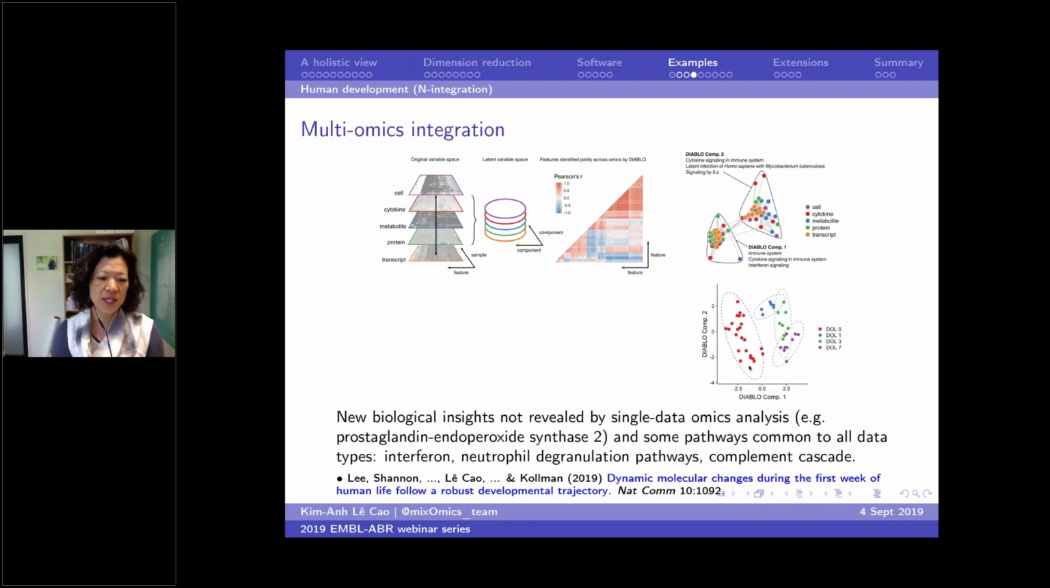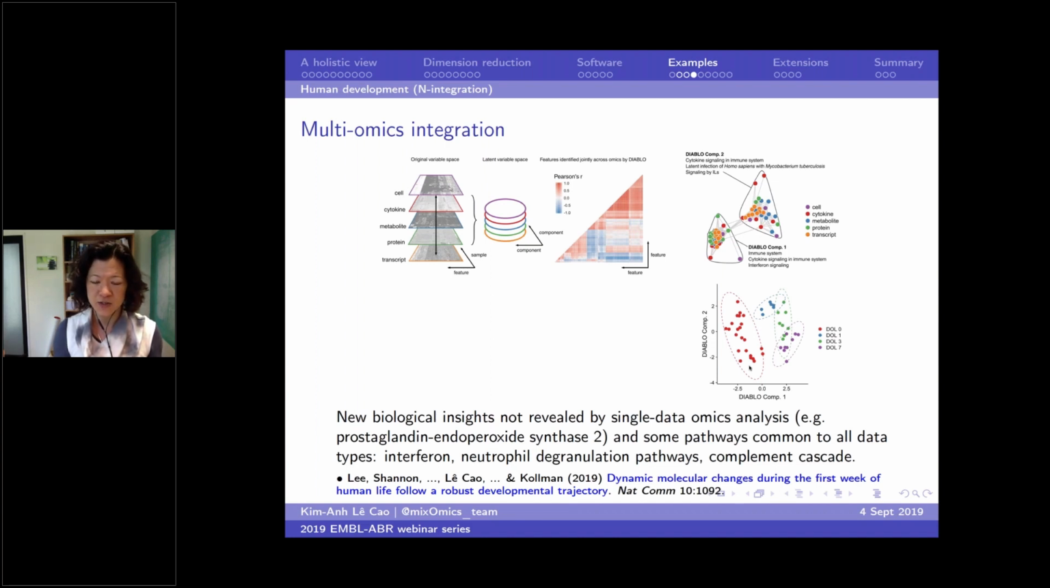What we found from this analysis is that we could identify new pathways and also common pathways. New pathways were identified only with this data integration method, as well as pathways that were common between all these different data types. That really helped us to understand better the molecular mechanism underlying the first week of life in human. If you want to know more, you can have a look at this paper.